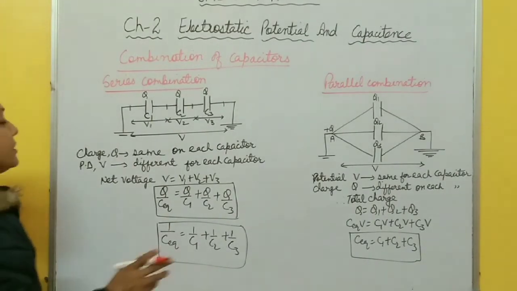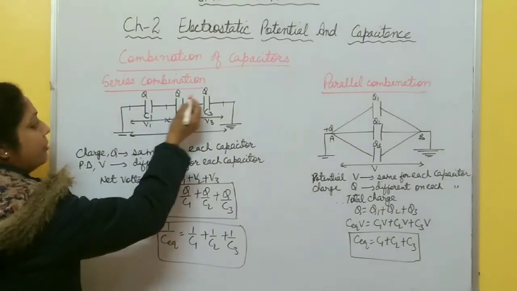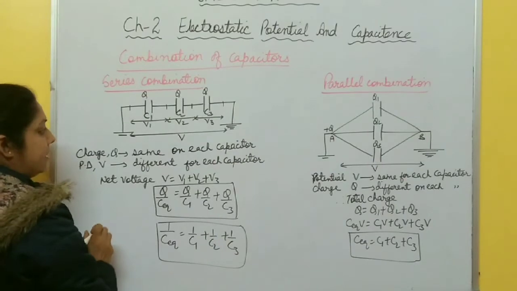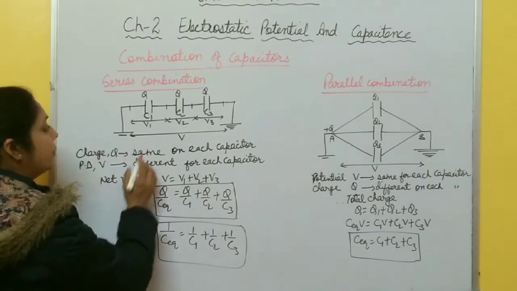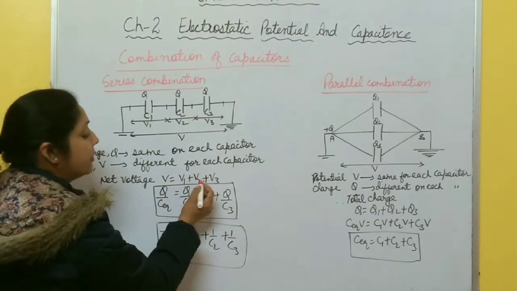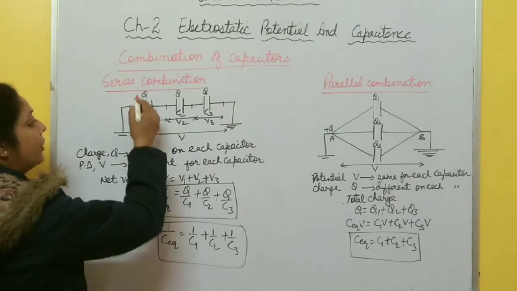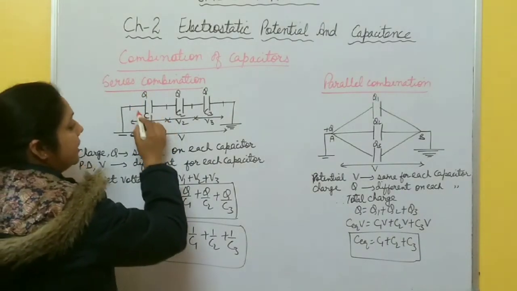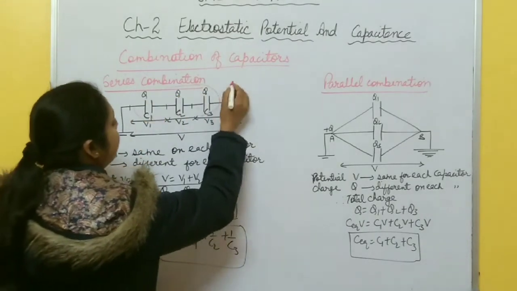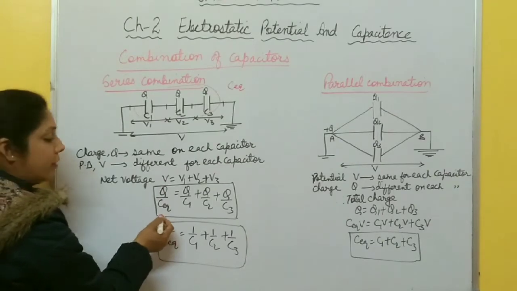Okay, right? You must remember one thing, in case of series combination, the charge is the same on each capacitor, but the potential is different for each capacitor. So the net voltage V is divided across all 3 capacitors. So V equal to V1 plus V2 plus V3. And you know V is what? Suppose the equivalent capacitance of C1, C2 and C3 is C equivalent. So this total voltage V is Q by C equivalent.